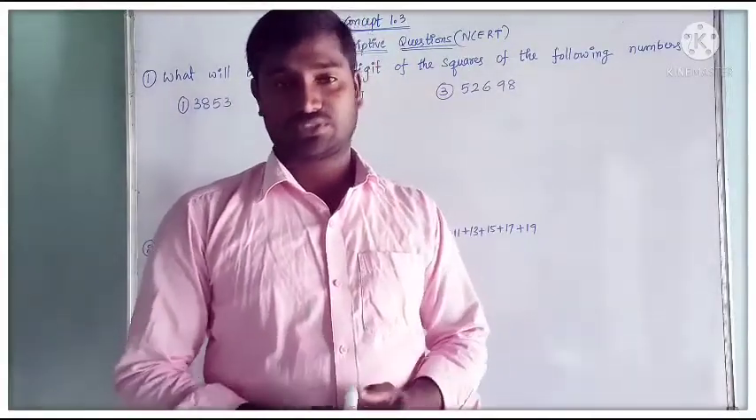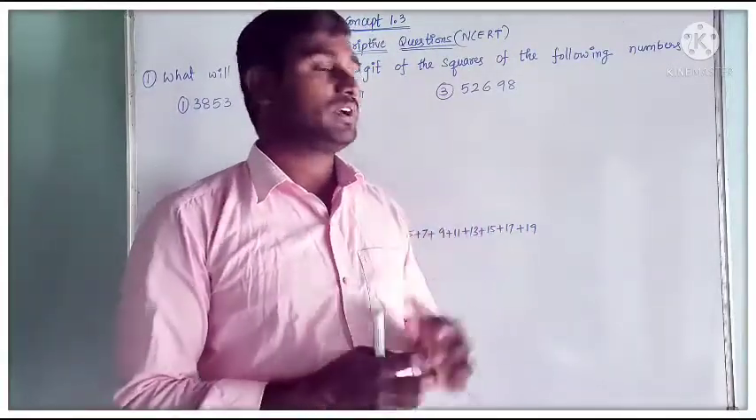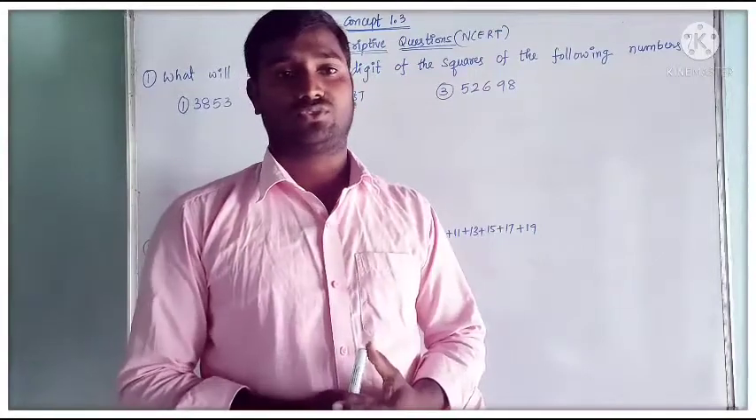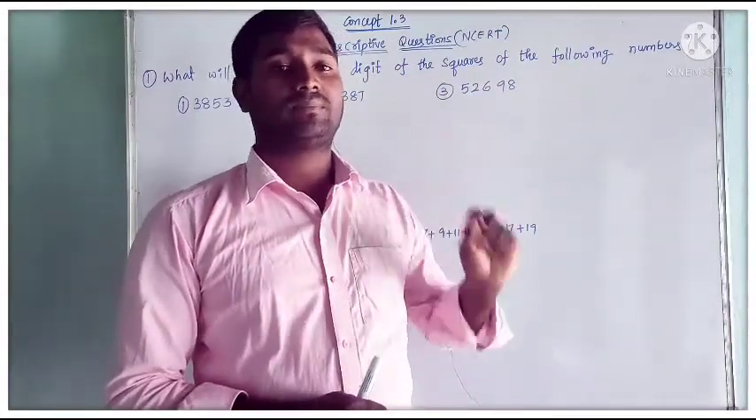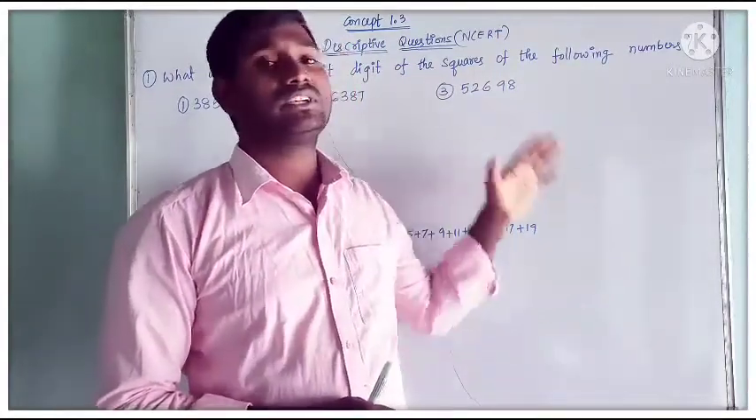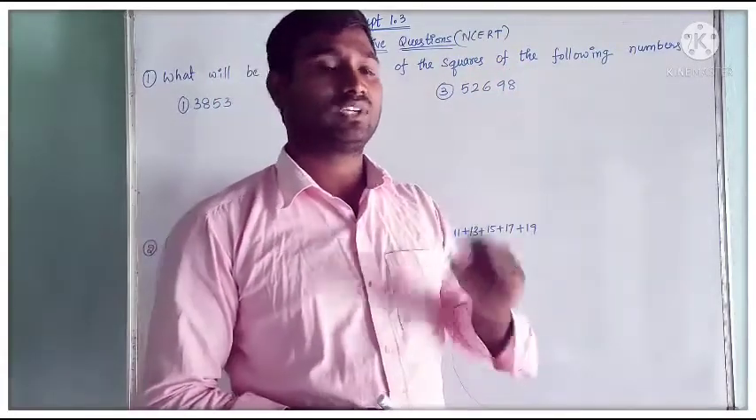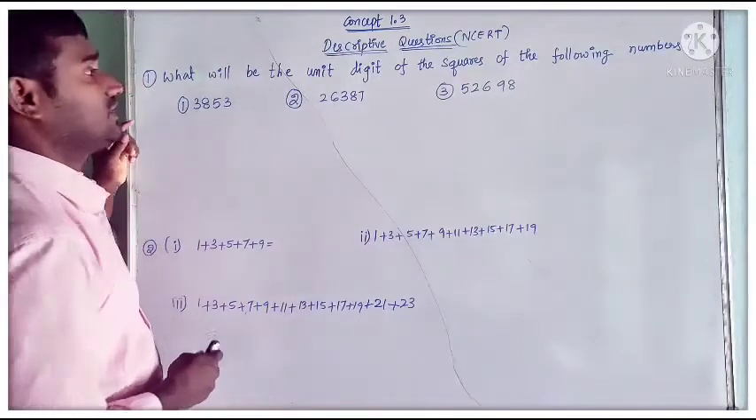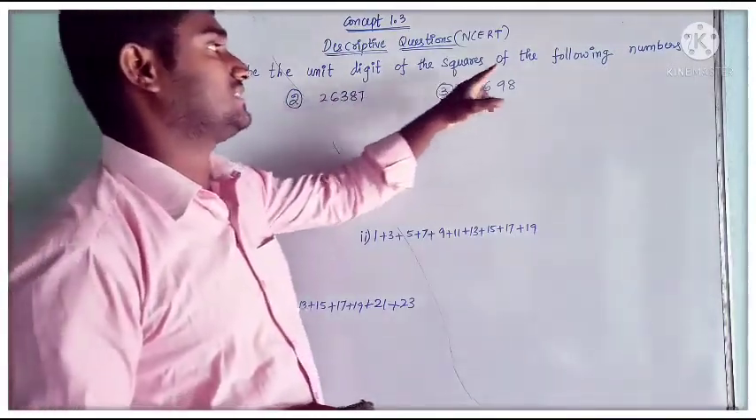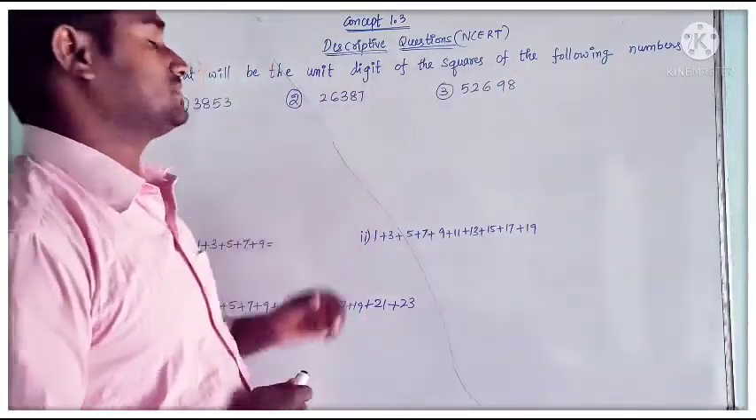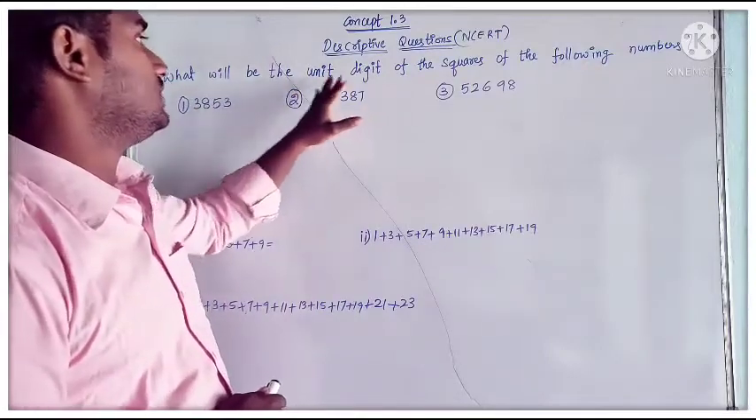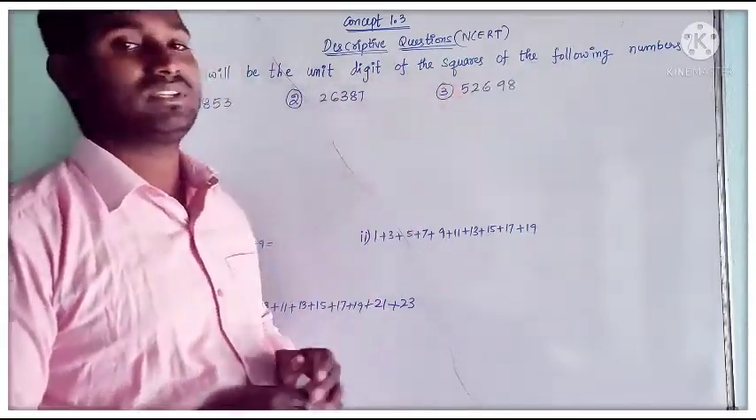Today I am going to discuss with you concept 1.3, squares and square roots. In this video, I am discussing the descriptive questions from NCERT. In the first question, we have: what will be the unit digit of the squares of the following numbers? We need to find this.